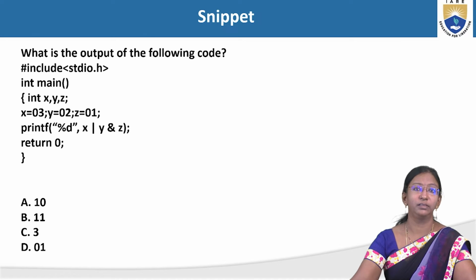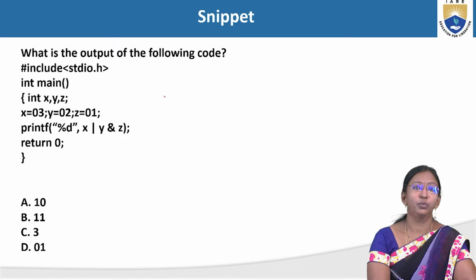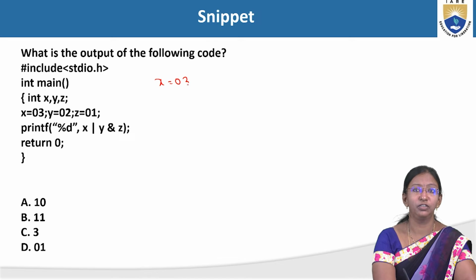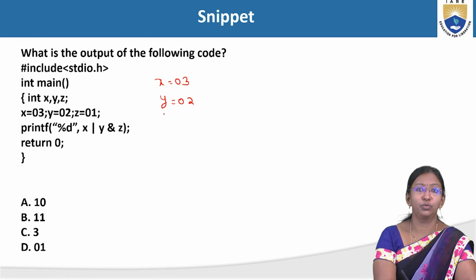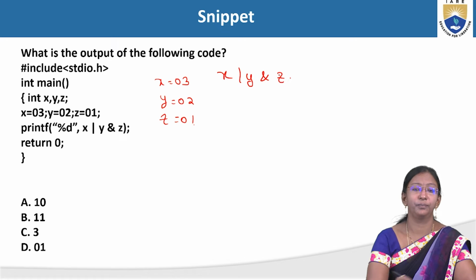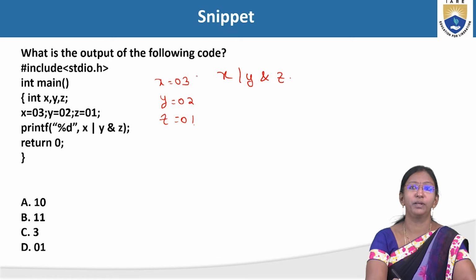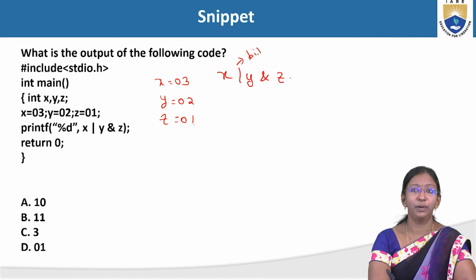Here, even this is a simple C programming code and they are asking for the output of the same. They have taken 3 variables: x initialized to 3, y initialized to 2, z initialized to 1. And you have to perform x or y and z. So how many operators are there? 2 operators are there. Okay, let me write: bitwise OR and bitwise AND.